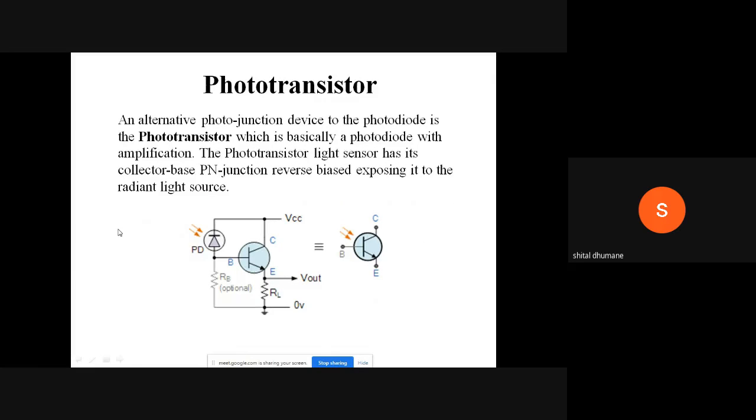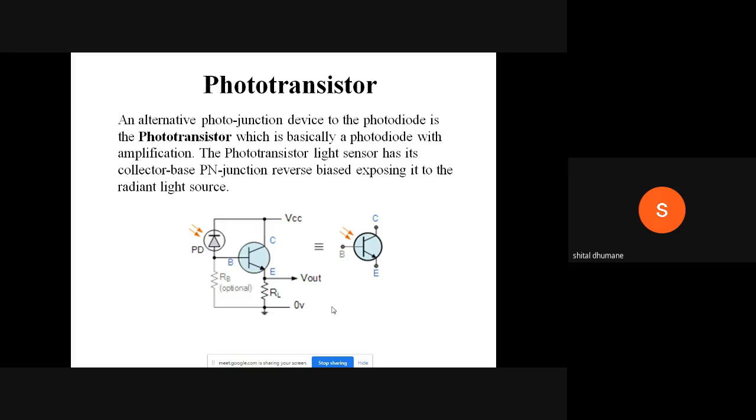and that is the alternate photo device or photo junction device to your photodiode. Phototransistor is basically a photodiode with amplification. The phototransistor light sensor has its collector-base PN junction reverse biased, exposing it to the radiant light source. Here you see the collector, base, and emitter. The light will fall on the base terminal of the transistor. One resistor RB is provided, the photodiode is connected, and VCC is applied. You will get the output Vout across your RL. So this is the alternate photo junction device to your photodiode.